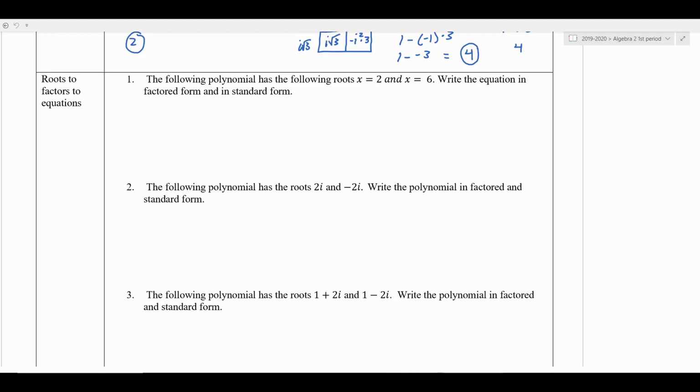Hey guys, welcome back. This is the third and hopefully final day that we spend on section 822. There's just a lot of big concepts going on in this particular lesson. So today what we're going to focus on is how to go backwards through the process.